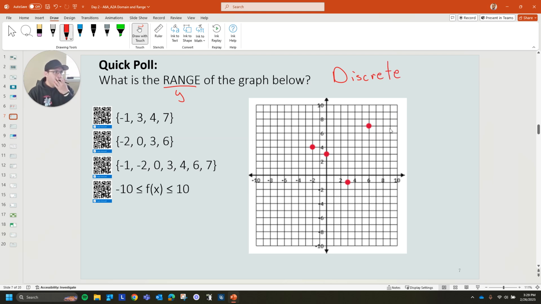Now, why is that important? Look at one of your answer choices, the last one in particular. That is in terms of a continuous domain or range. So I don't want continuous. Inequalities means there's continuing things going on. I don't want it. Okay? The other three choices are my best bet. Now, how would I describe the range on a graph with a bunch of points?